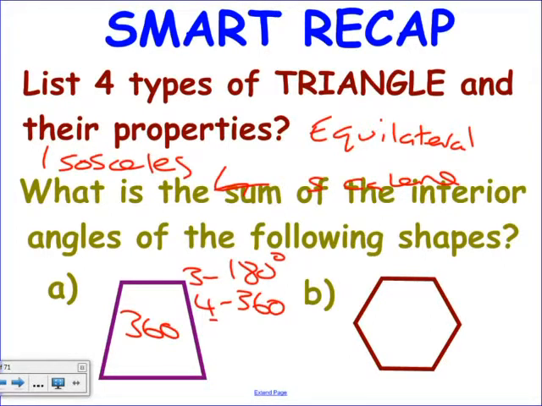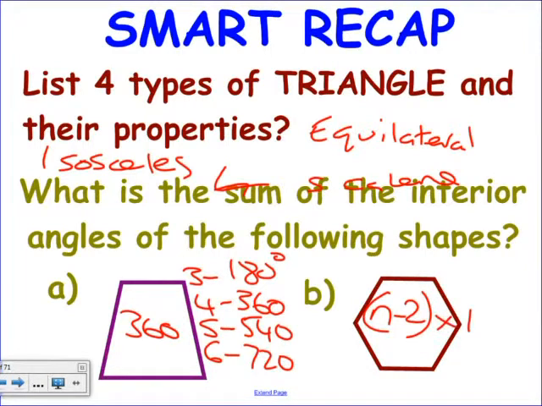If it was 5-sided, we decided we were always adding 180, so if it was 5 sides, it would be 540, but how many sides has that got? 720. Good. So it's 6 sides, so it's 720, and we came up with a rule last week that said the number of sides minus 2 times 180 will always tell us what the interior angles of a shape add up to. So this has got 6, 6 minus 2 is 4, 4 times 180 is 720.